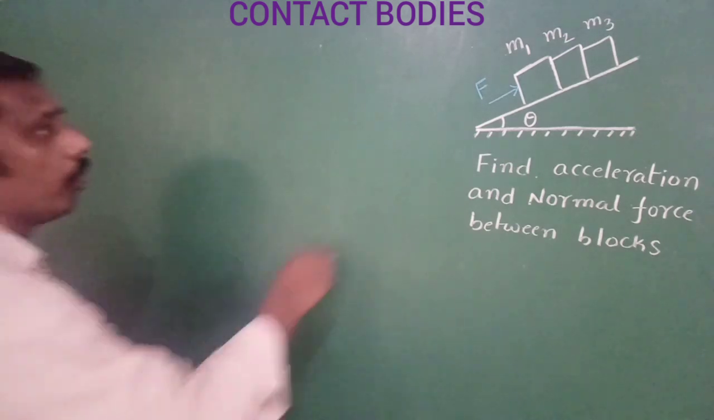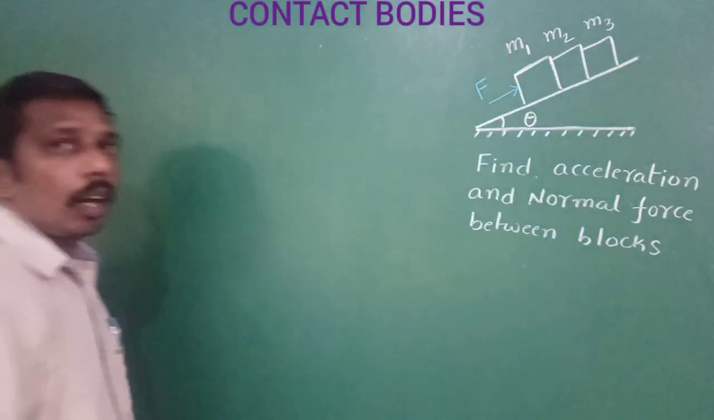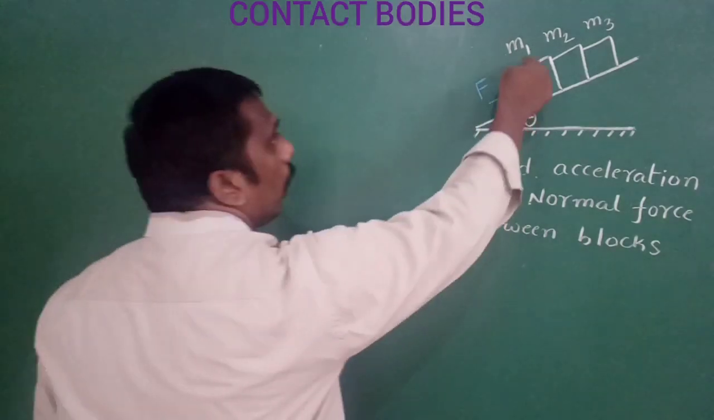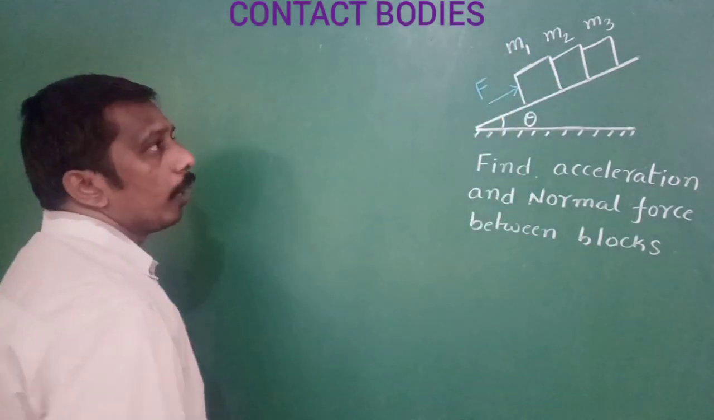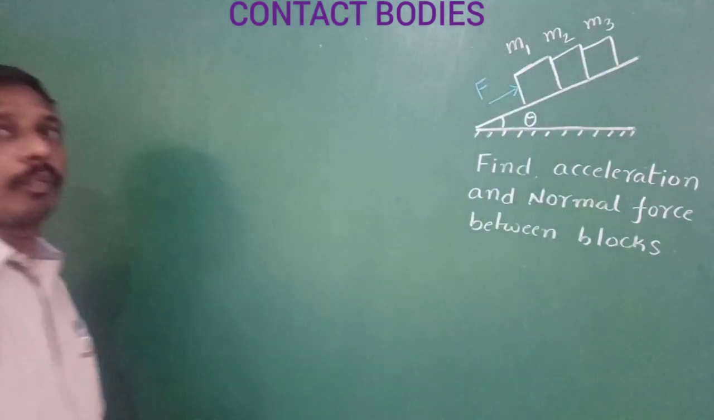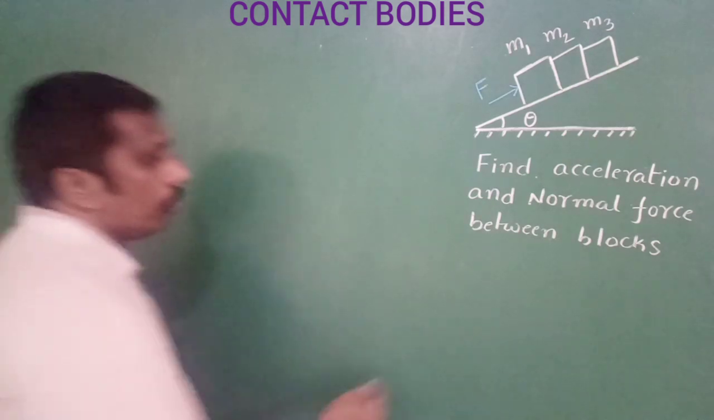In this diagram, if you observe, the 3 blocks are moving along the inclined plane in the upward direction. They are not moving perpendicular to the inclined plane. So they are in equilibrium perpendicular to the inclined plane. That's why there is no need to consider the forces acting perpendicular to the inclined plane. We consider only forces along the inclined plane. First we draw the free body diagram for block m1.